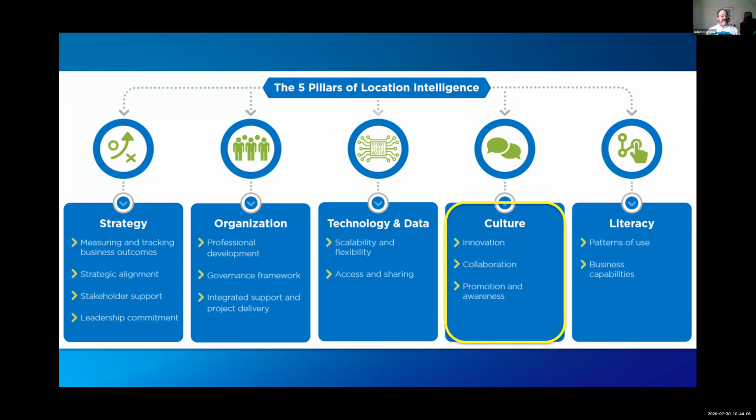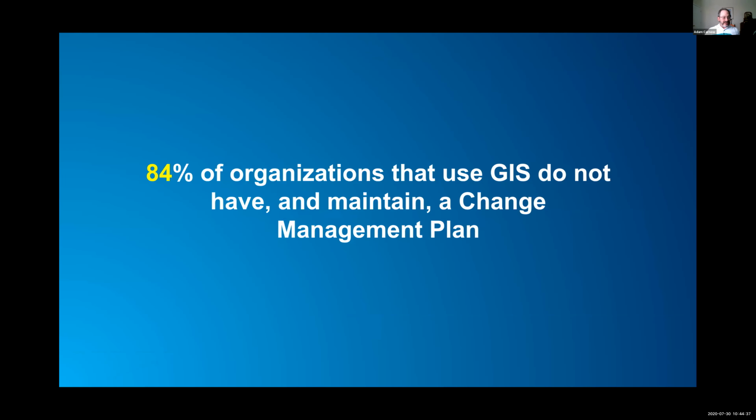Okay, now let's talk about the fourth pillar of location intelligence, and that is culture. Again, culture is a wide area. Let's focus in on one part of that, and what I would like to focus on is change management. You can create the best data and the best application in the world, but if your organization doesn't see value in it or doesn't want to use it, then it's not delivering value. So there's one thing we've got to work on, which is change management, and I'm talking about organizational change management, not software change management.